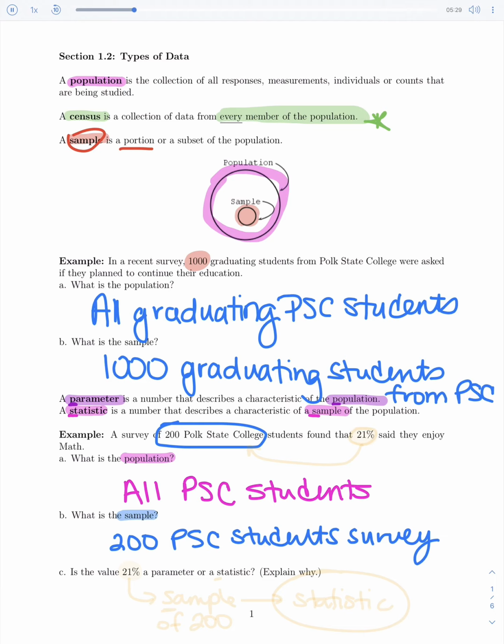Now, the only other number that they mention, looking in problem C, is they're asking about the value of 21%. Is 21% a parameter or a statistic? Does the 21% describe the sample, the 200 Polk State College students, or does it describe everybody? Well, they found that 21%, and it only referred to the 200 from the sample.